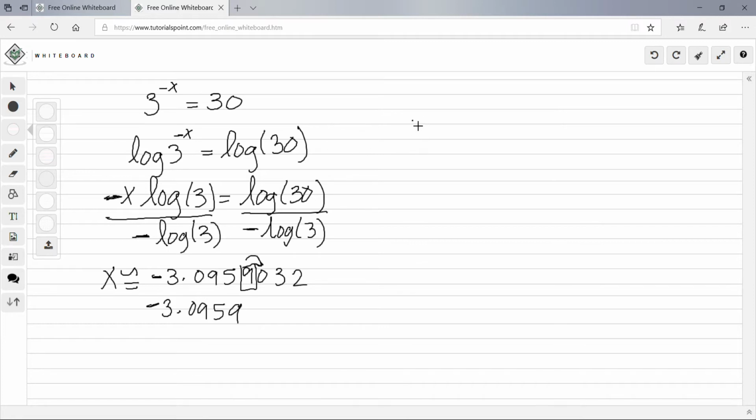So this is going to be 3 to the negative 3.0959 equals 30, right? So if you put this in the calculator, you should get, put this in the calculator, or you can simplify it as 1 over 3 to the positive 3.0959. So put it in the calculator. I'm putting it in the calculator right now. So it's going to be 1 divided by 3 to the 3.0959.